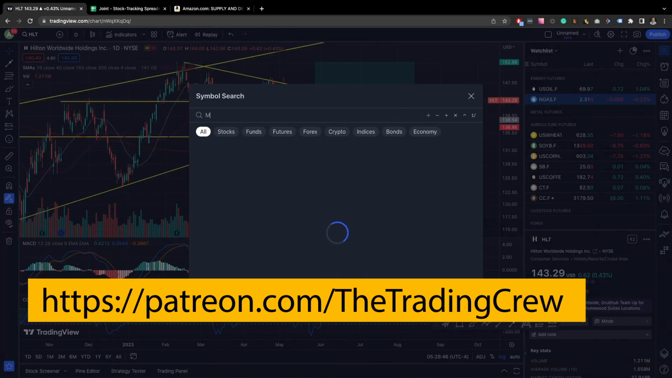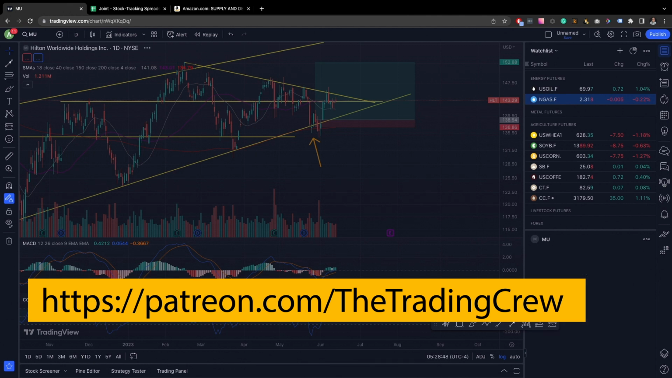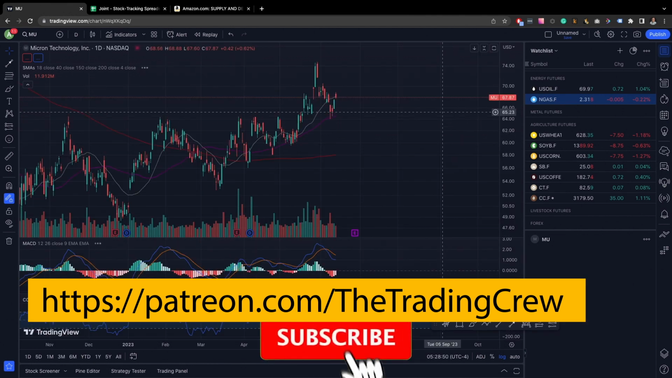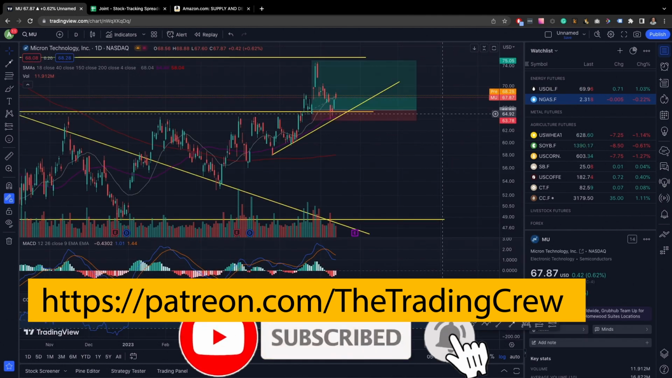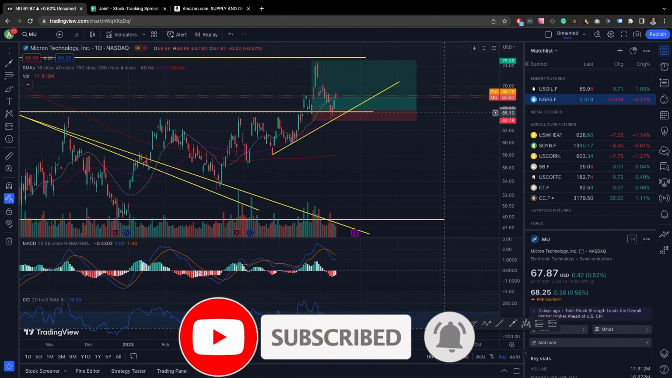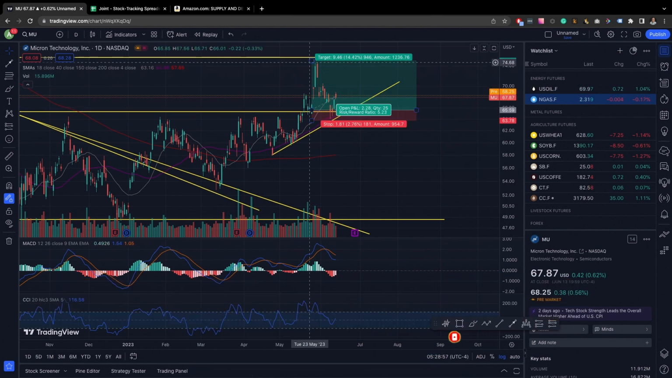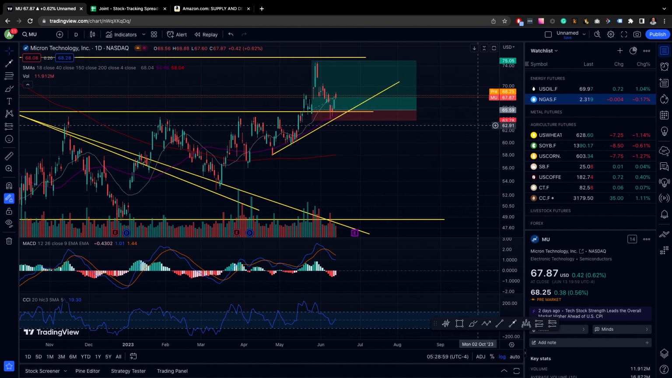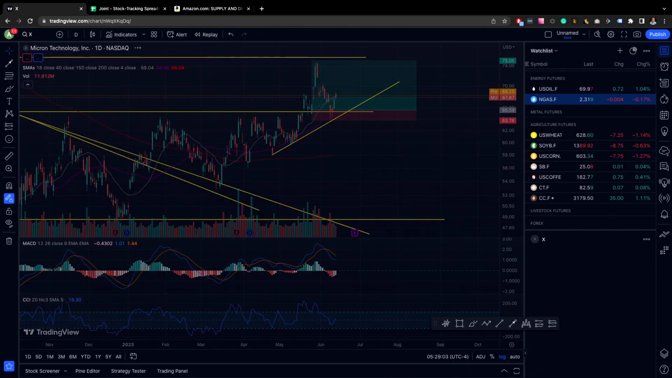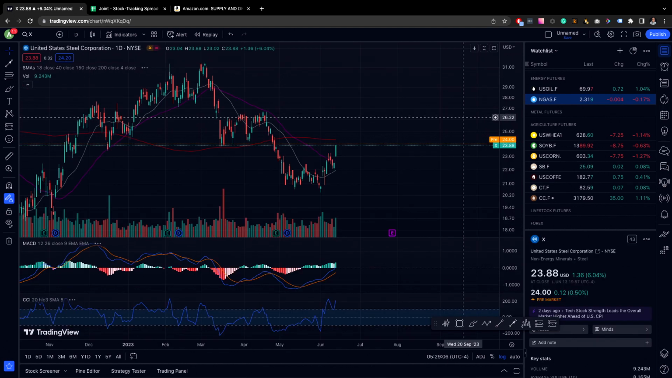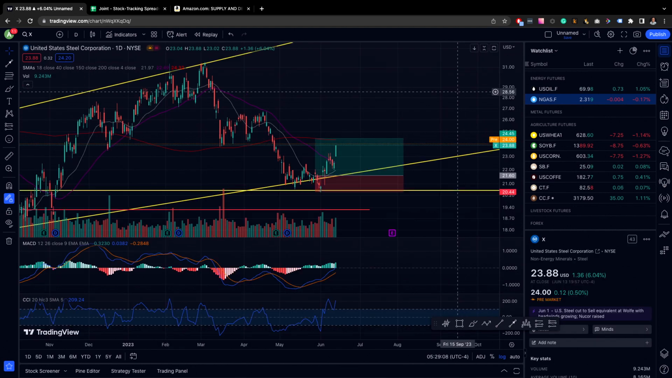We have MU, which is the second time that we're taking from the same support area over here, roughly at 65-ish, and we already took profits once at 74. We're now riding it back up again and took half profits yesterday. We have ticker symbol X, US Steel Corp, which has gone tremendously for us. It's now at 24 bucks pre-market, and it's again a fantastic trade that's gone really well for us.